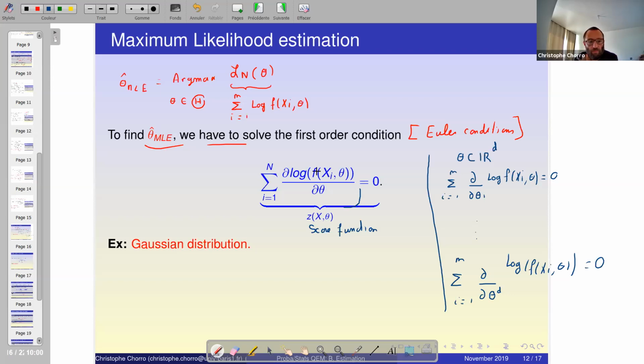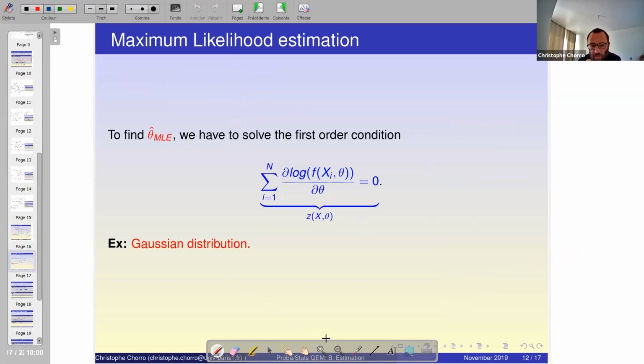So maybe, to conclude the first part of this session, we are going to see an example that is related to the Gaussian distribution. Maybe let's do it here.